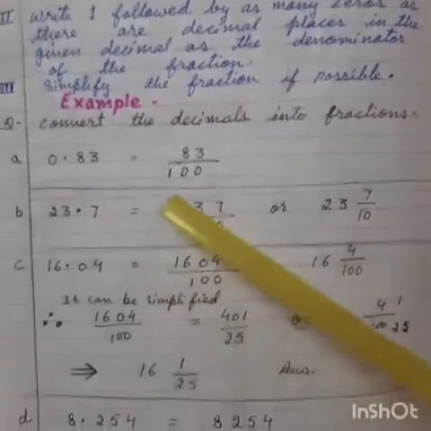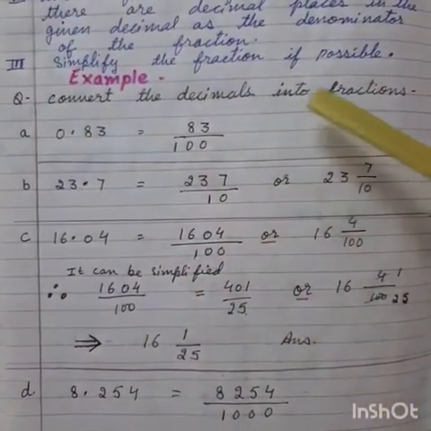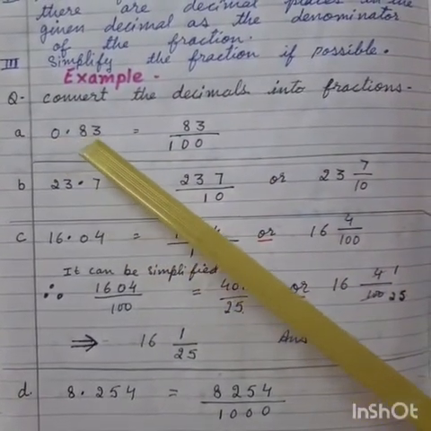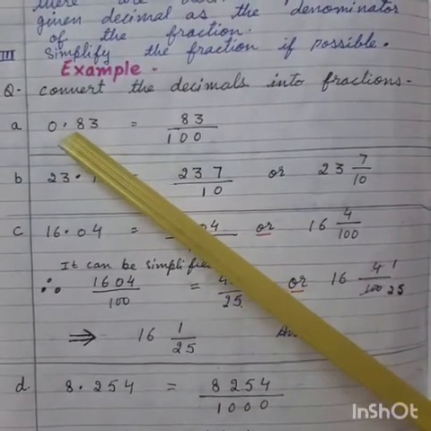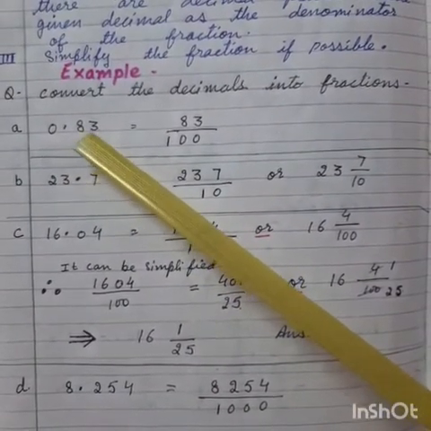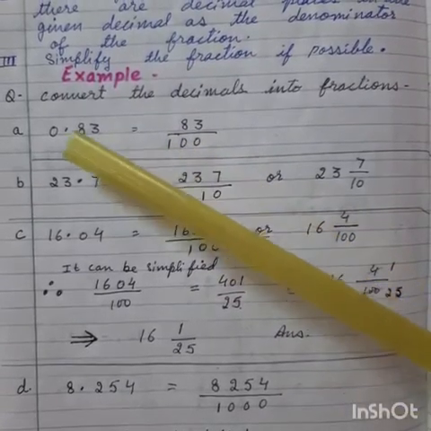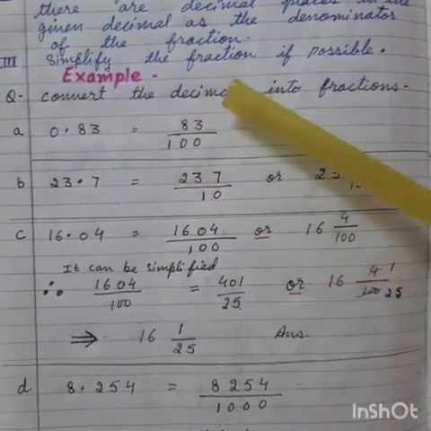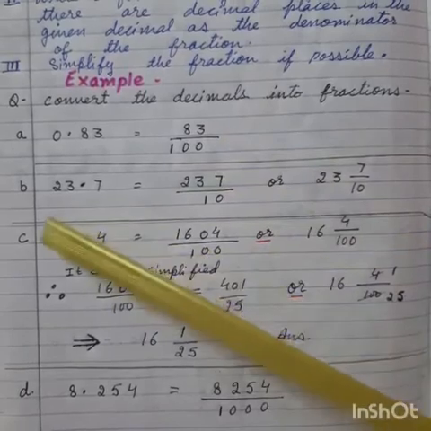So let us see this with the examples. We have to convert the decimal into fraction. The first one we have is 0.83. So here we see that after the decimal we have two digits. It means in the denominator we will place two zeros, and where there is a decimal we will place 1. So the fraction we get is 83 upon 100. Let us see the next one.